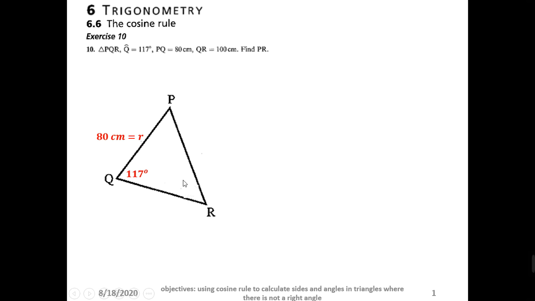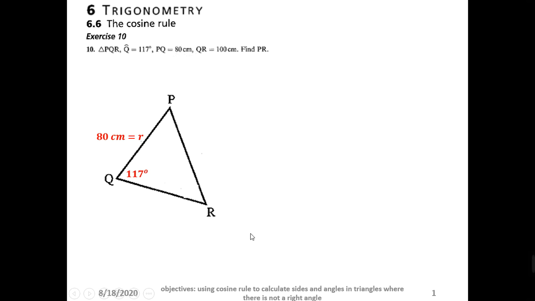We normally give the angle a capital letter with the degree sign on top. The side that is right across the angle, the side that is opposite to the angle, so the opposite side to angle R, is actually PQ. We name it as small r. So that's why we write here that small r is equal to 80 centimeters, which means it's given to me in the question.